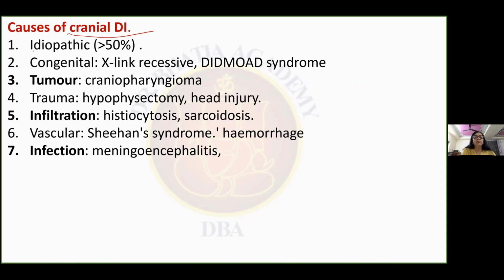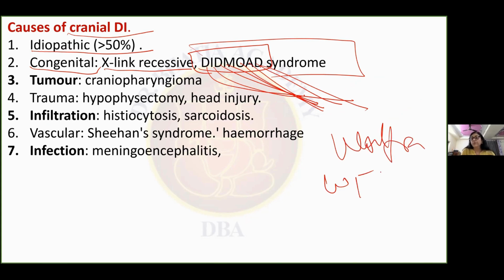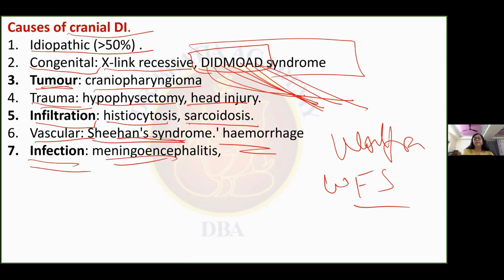Causes of cranial DI: it is most commonly idiopathic, or it can be congenital, X-linked recessive, that is DIDMOAD syndrome: diabetes insipidus, diabetes mellitus, optic atrophy, and deafness, also known as Wolfram syndrome, because of the Wolfram gene defect. Now the tumor causing DI is mostly craniopharyngioma. Trauma can cause central DI, such as hypophysectomy and head injury, infiltration of the pituitary by histiocytosis, sarcoidosis, vascular injuries like Sheehan syndrome, hemorrhages, and infections like meningoencephalitis.